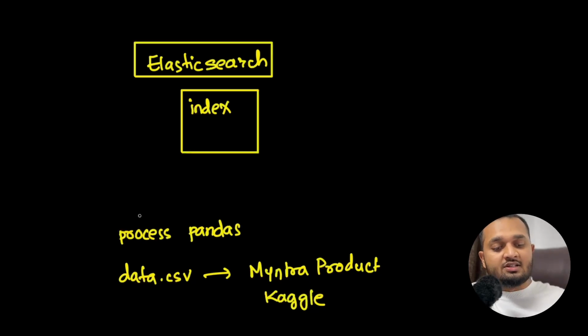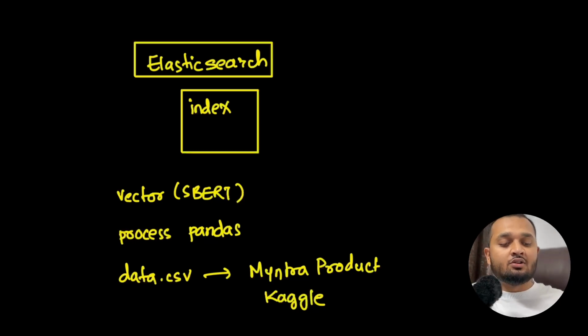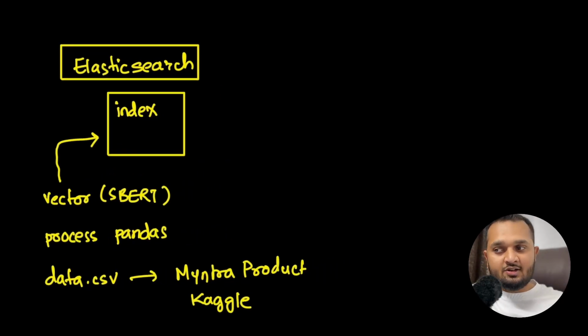After processing this data, we'll convert the relevant fields into vectors by using BERT, SBERT machine learning models. After converting, not everything, we'll just convert the descriptions of the products, not the title, not the price, just the description, because we want the description to match semantically. So that is why we'll only take the description. And then we'll insert everything into the Elasticsearch index. So this is the first part of it.